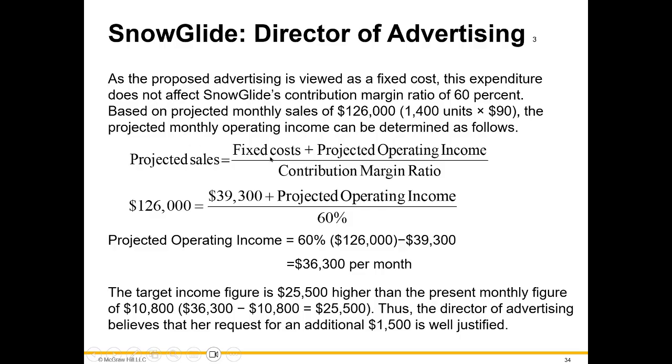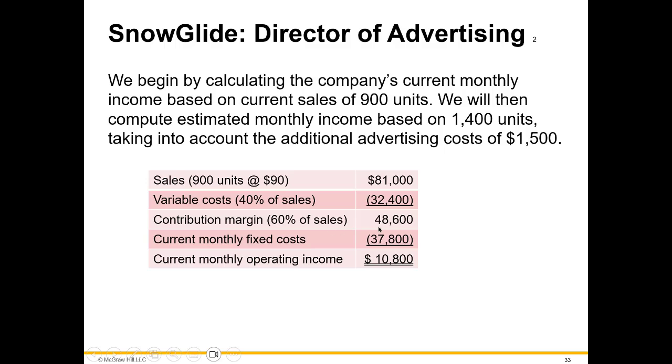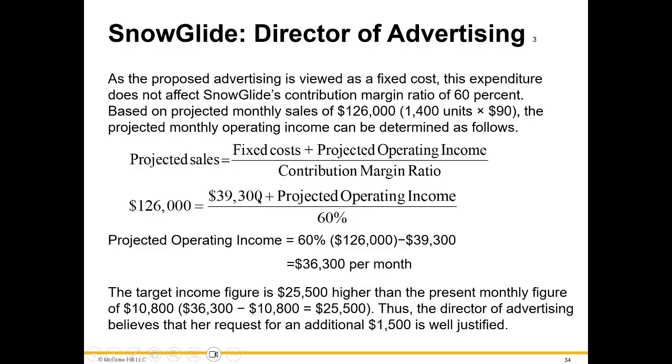All right, this is what it would look like. The fixed costs are 39,300. Remember, let's just find that again. It was 37,800 plus the 1,500, so that's 39,300. We expect projected sales of 126,000. We have our contribution margin of 60%. And now the projected operating income would be 36,300. Okay, so the target income figure is 25,500 more than what it had been in the past.